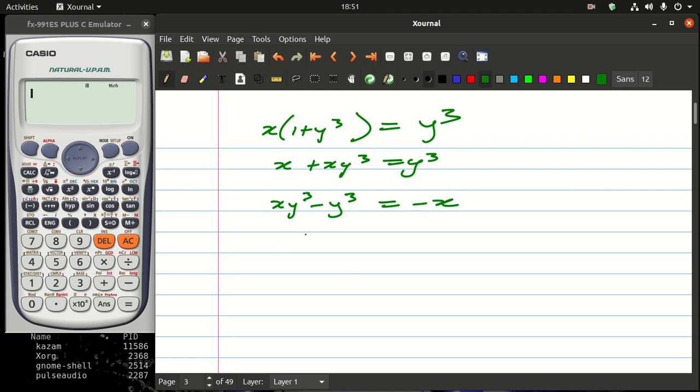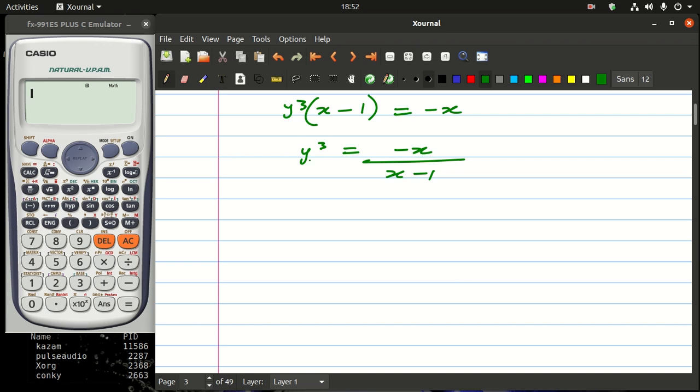So here I will factorize y cubed. When I'm taking this y cubed out, I'm left with x. When I'm taking this y cubed out, I'm left with a 1, and then this side I will have that x. Then y cubed is going to be equal to minus x. I'm dividing on both sides by x minus 1. When I'm dividing by x minus 1, this side I will be left with this. When I'm dividing by x minus 1, that side I will have that. Now, I don't want y cubed here. I want y. So I take the cube root on both sides. So this side I will have the cube root of minus x divided by x minus 1.